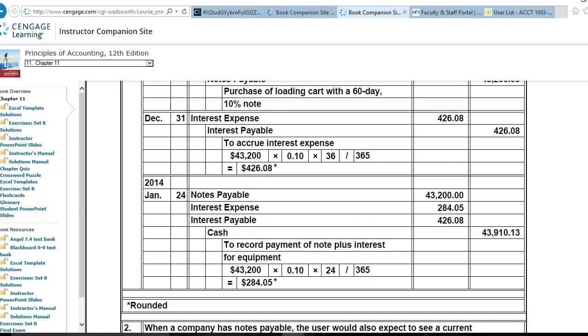So you basically have the interest expense from this month, the payable from the end of the previous cycle, and between the note payable, the interest expense, and the payable, all of it totals our cash of $43,910.13. Any questions on that, guys?